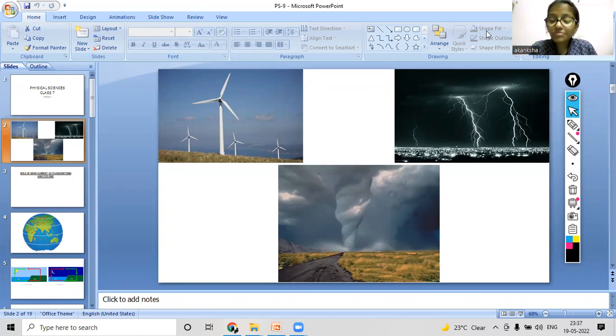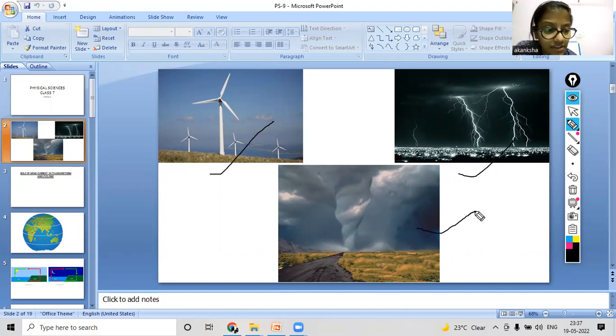In front of you there are three pictures, right? What all things can you see in these three pictures? In the first picture, you can see a windmill. What about the second picture? There is a thunderstorm going on. And in the third picture also, there is a thunderstorm going on. Okay, we can see a cyclone.